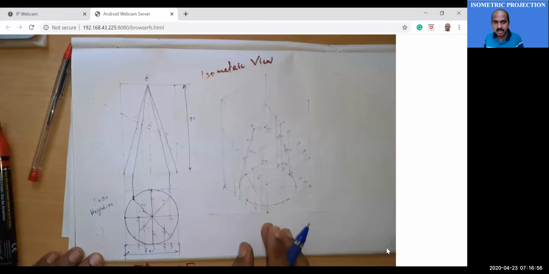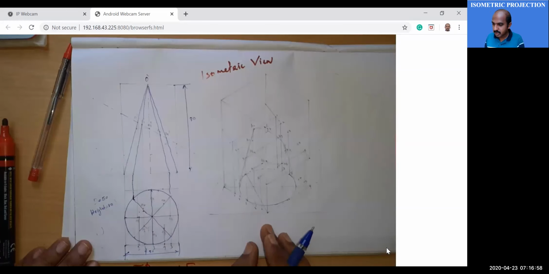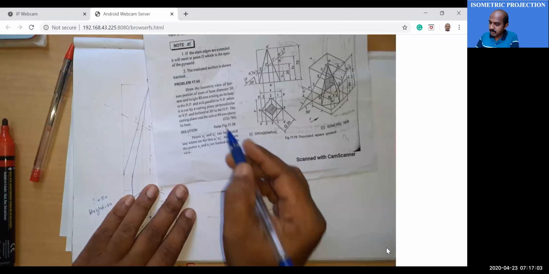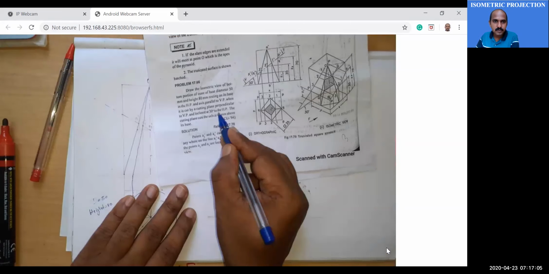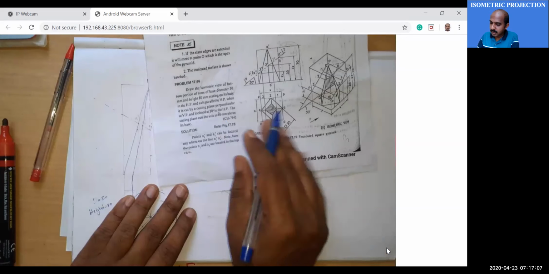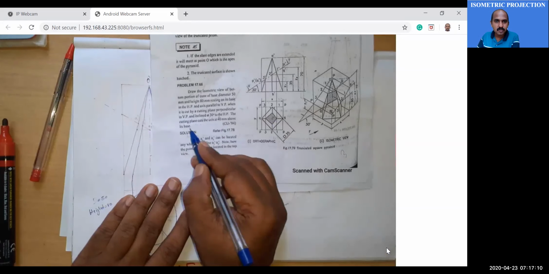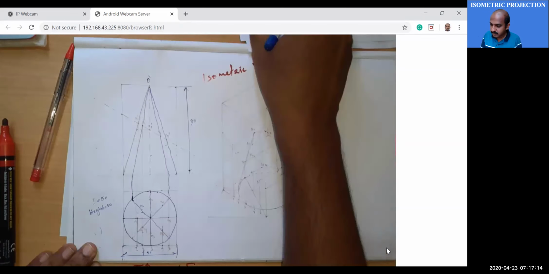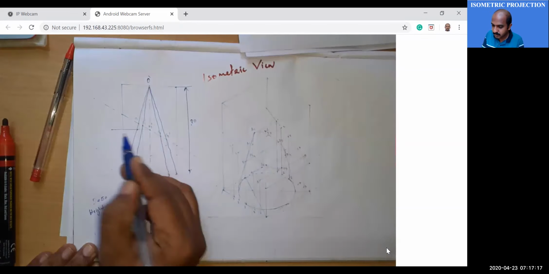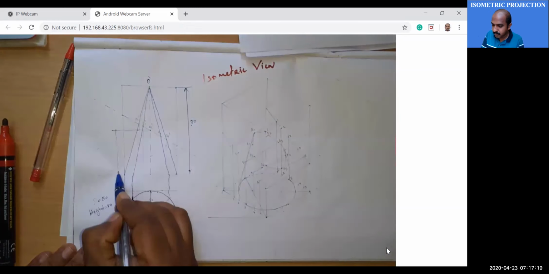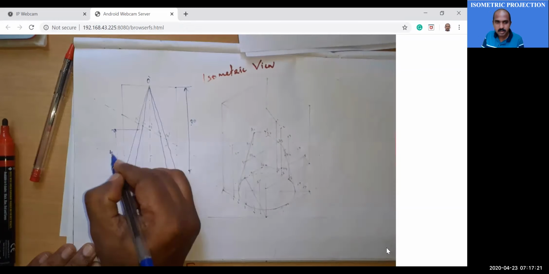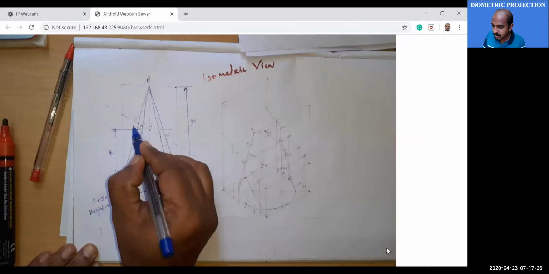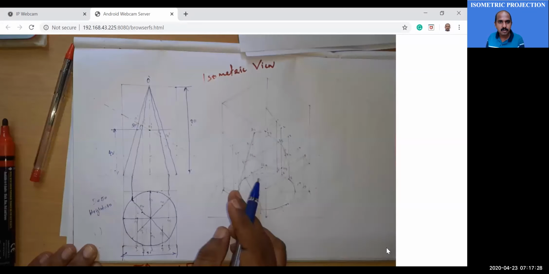Now we are going to draw the cutting plane. What is the cutting plane? The question says the cutting plane is inclined at 30 degrees to HP, and the cutting plane cuts the axis 40 mm above the base. The total height is 80, so at 40 mm above the base, you mark the point. Then draw a 30 degree inclined line. The cutting plane is 30 degrees inclined to HP and perpendicular to VP.